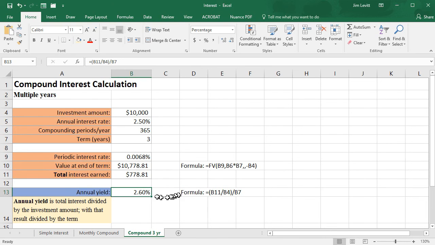And the formula for the annual yield is replicated in cell D13 for you. You divide the investment amount, the interest, by the investment amount, and divide that amount by the term in years. And so that gives me another calculation.